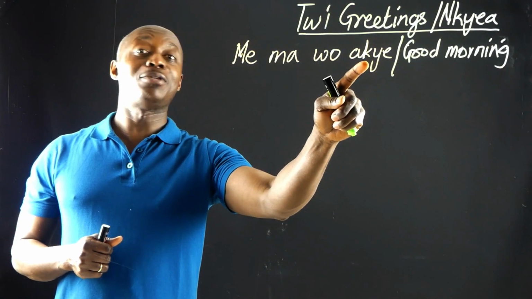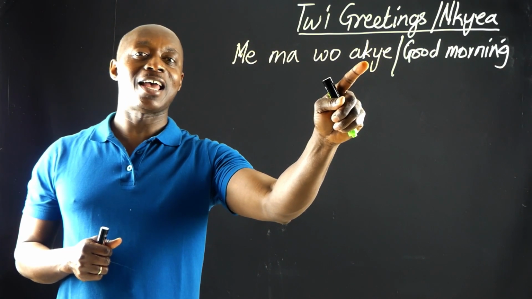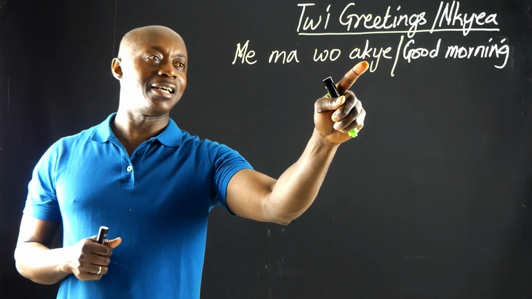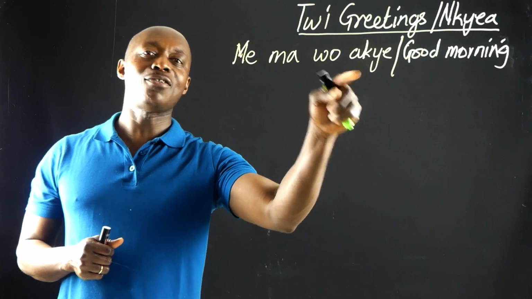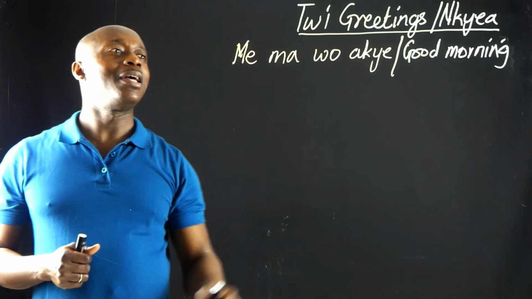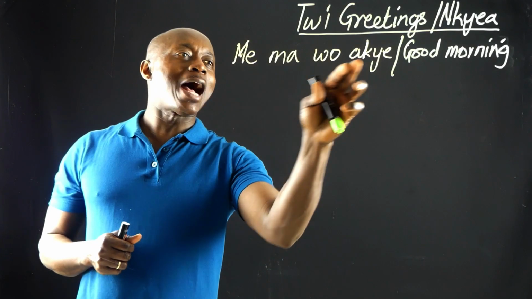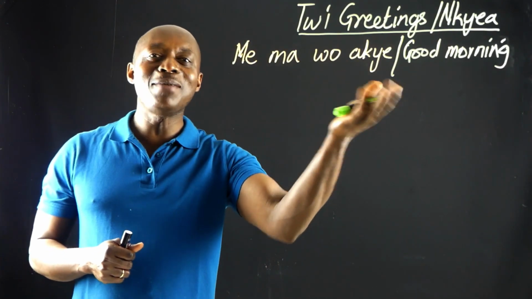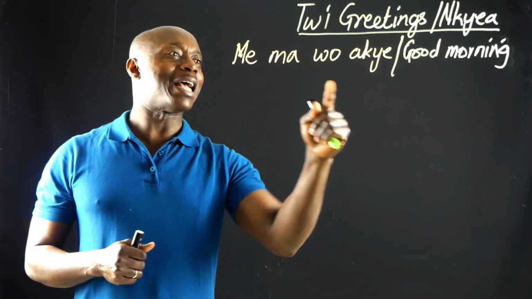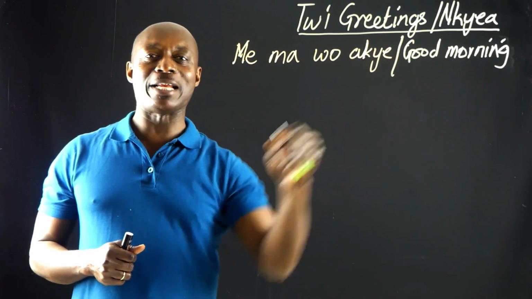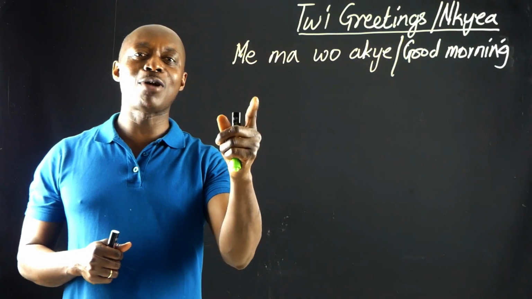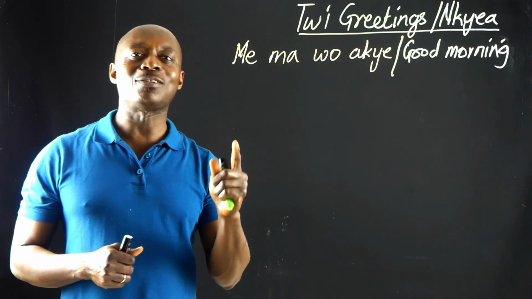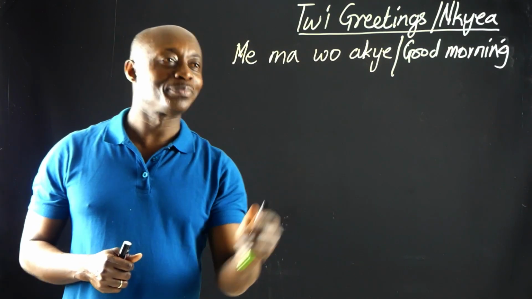Akye comes from the Twi noun ahemadache, and that is the Twi noun for early in the morning. So we get akye from that word. So when you say memawo akye, it's like saying I give you morning, or I give you early morning. But we are saying good morning. So to say good morning in Twi, we say memawo akye.